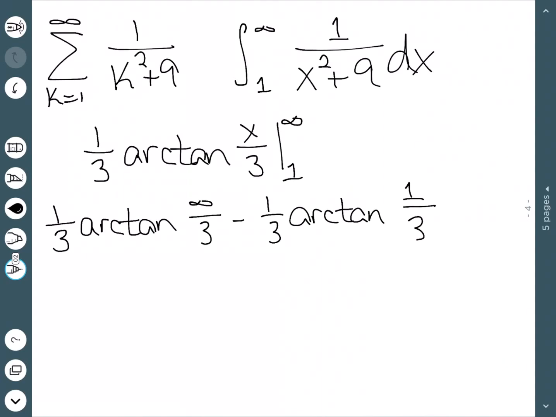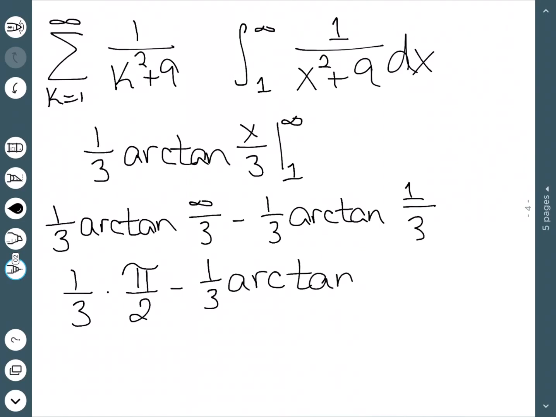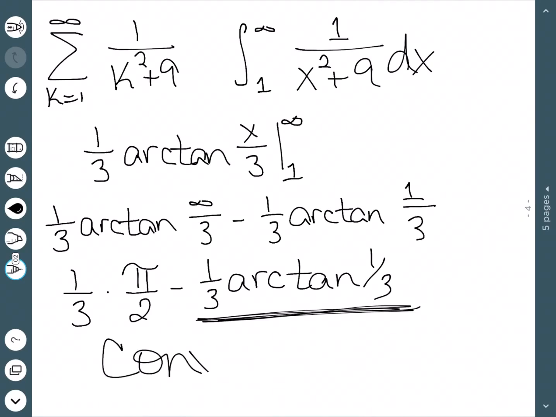So once again, this infinity is actually a limit, and infinity over 3 is going to tend toward infinity, and arctan of infinity tends toward pi over 2. Minus 1/3 arctan of 1/3. And this term, while I'm not going to outright evaluate it, I can say that it is a constant number. It's not going to be infinite. So I have a finite number minus a finite number, which converges. So this series converges.